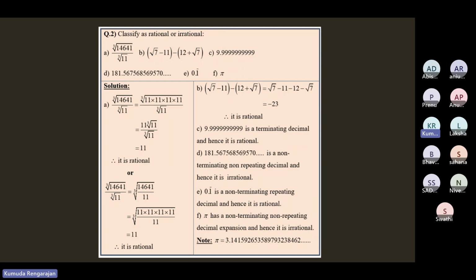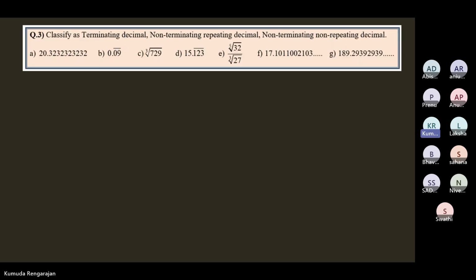What about 22 by 7? Is it rational or irrational? Rational. Why? Because it is in a p by q form, integer by integer form. So 22 by 7 is rational. Very good. See the next answers.